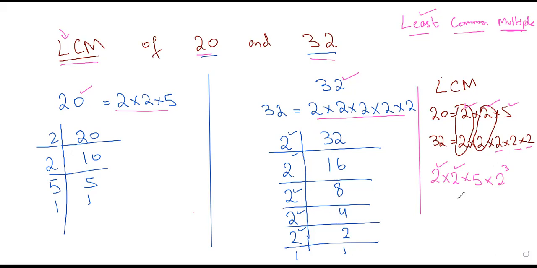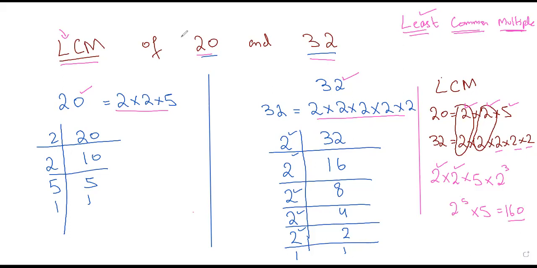Yes, ma'am. All right, very good. So finally we will have 2 to the 5 into 5. That would be 160. So 160 would be the number which would come in the table of 20 and 32 both, and so it would be the least common multiple. Right, guys? Yes, ma'am. Okay, very good.